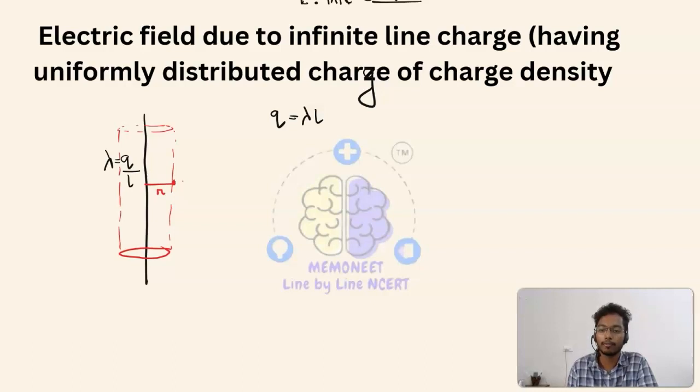So we have the electric field E into the area. What is the area here? Area of the Gaussian surface is 2 pi small r into L. So E into 2 pi rL is equal to Q upon epsilon naught. Q is lambda into L upon epsilon naught. So we have the electric field as lambda upon 2 pi epsilon naught r. Here L and L cancel. So this is the value of the electric field of an infinite line charge.